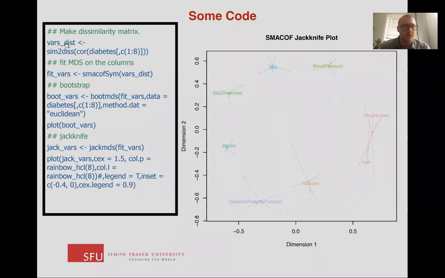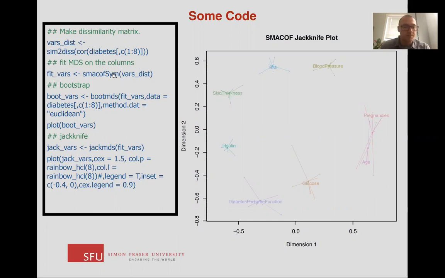So this is a variable distance. I found the correlation between the different variables here. And what I've used is the function sim2dis. Correlation is a measure of similarity, and this function measures dissimilarity, so it will convert that to dissimilarity. You can go ahead and read about the ways that they do that in the documentation.